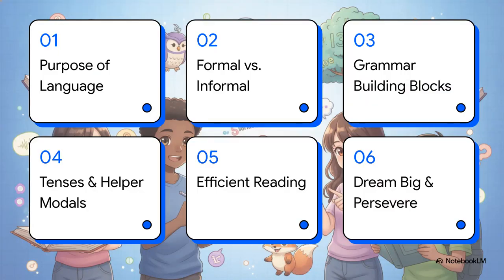So here's our blueprint for today. We're going to cover 6 steps. 1. The purpose of language. 2. Formal versus informal contexts. 3. The building blocks of grammar. 4. Tenses and helper modals. 5. The power of efficient reading. And finally 6. Dream big and persevere.